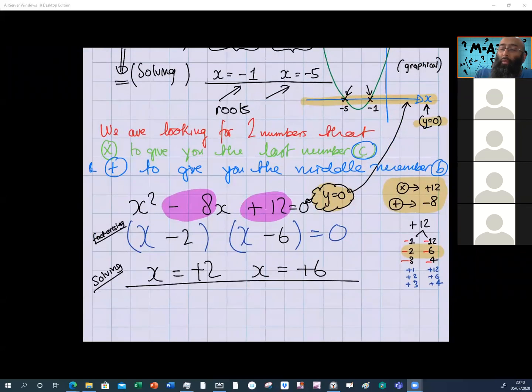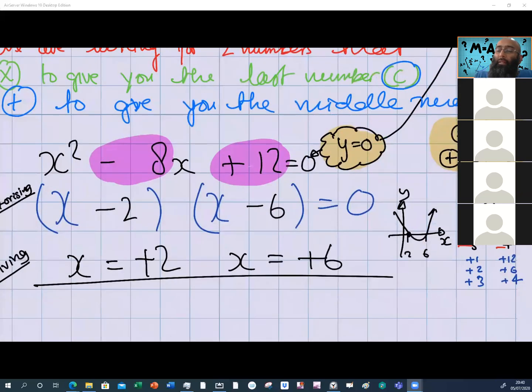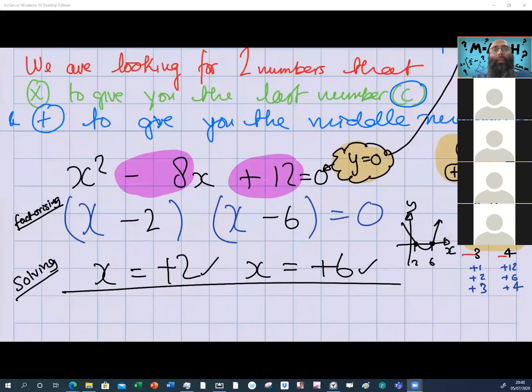If I do a super mini sketch here, there's our graph, y equals x squared minus 8x plus 12, and it cuts at x equals 2 and x equals 6. The roots would be (2, 0) and (6, 0). But for the moment, all they need is the x value. And we are done. Are we happy with that, Eliza?